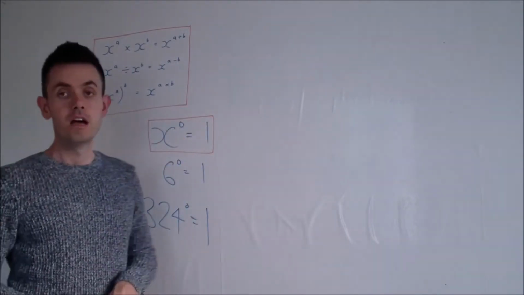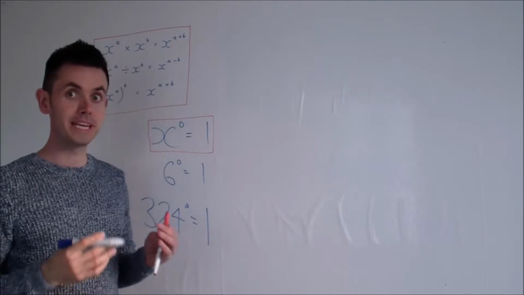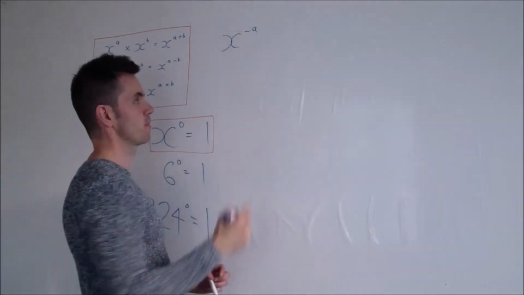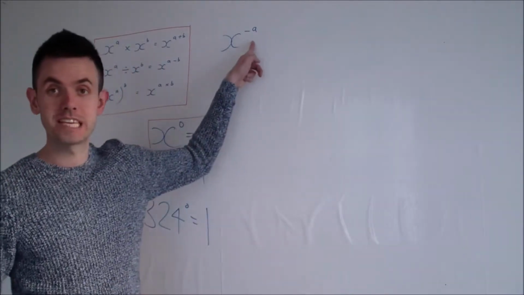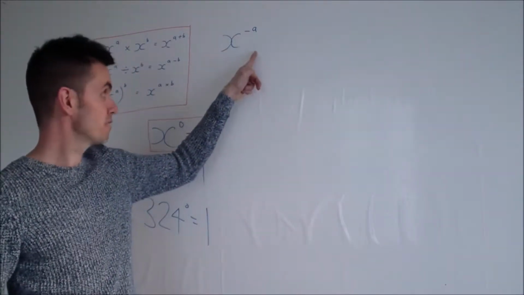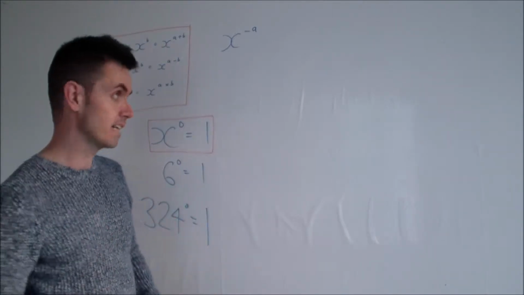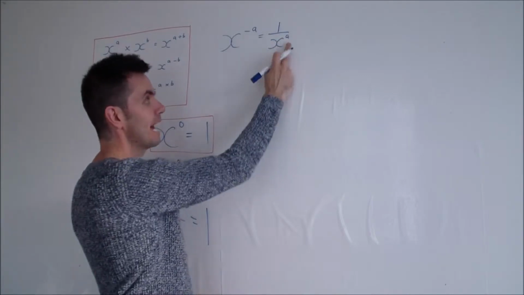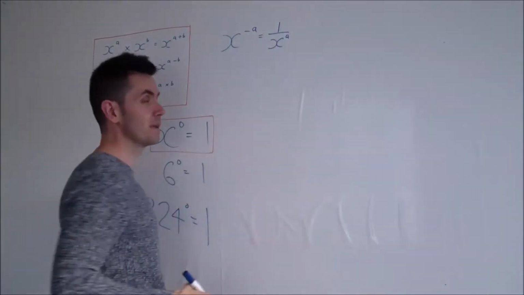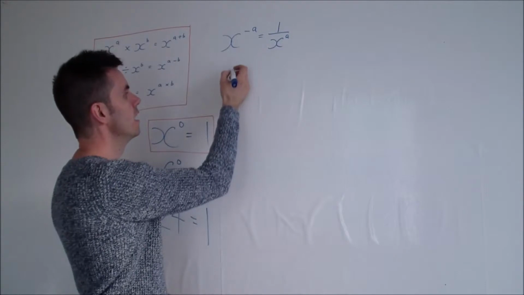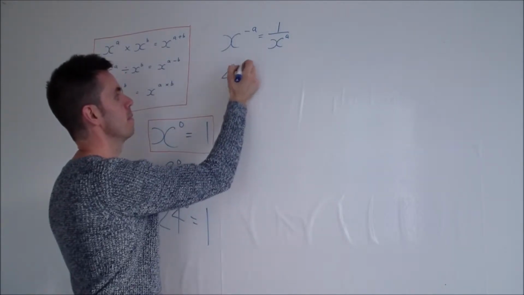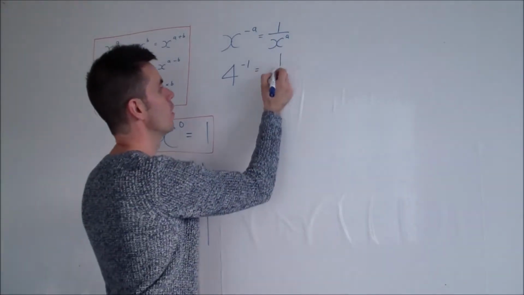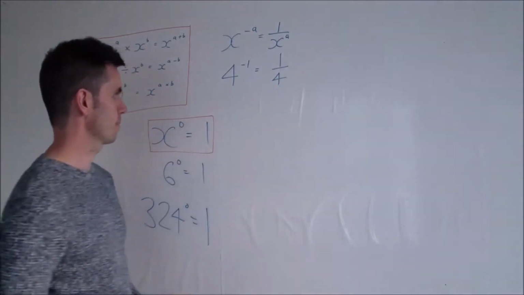Okay. The next one, if you have x raised to a negative power, so x to the power negative a, the negative tells you to take a reciprocal of x. Now a reciprocal just means 1 over x. So the answer is 1 over x to the power a, positive a. So an example would be if you have 4 to the power minus 1. The answer is the reciprocal of 4, or 1 quarter.